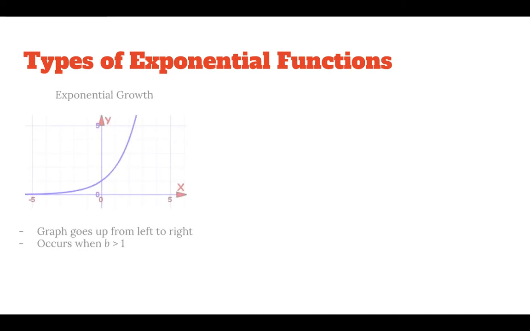There are 2 different types of exponential functions. The first type, the one that we just graphed, is exponential growth. That graph will always go up from left to right in this fashion. And that always occurs when your base is greater than 1. So as soon as you see a base bigger than 1, you automatically know that we have exponential growth.